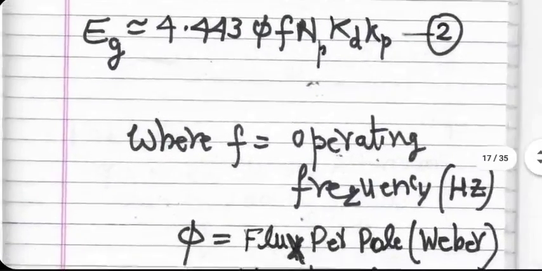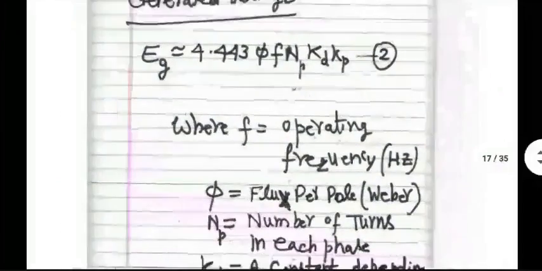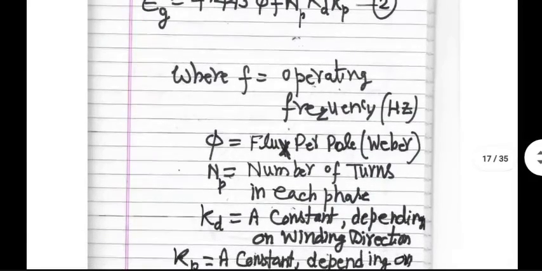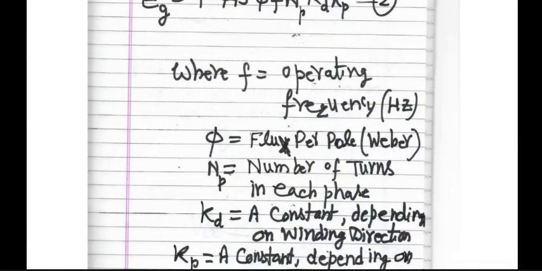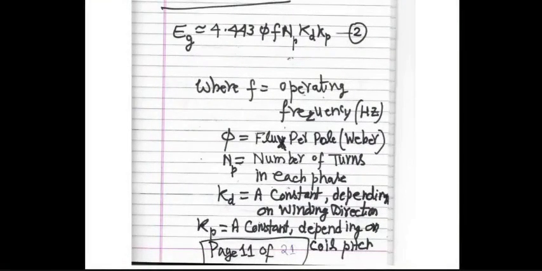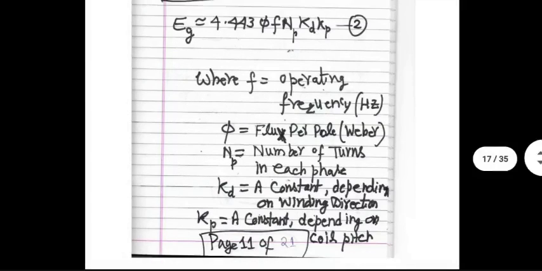I've given all the parameters here. Phi is the flux per pole. F is the frequency of operation. NP is the number of turns in each phase. This will be given to you. Kd is an empirical constant which is determined by the winding direction. At least that much you would remember. This value will be given to you anyway. Kp is a constant which is going to depend on the pitch of the coils of the windings. The Kd and Kp values are normally given to you.